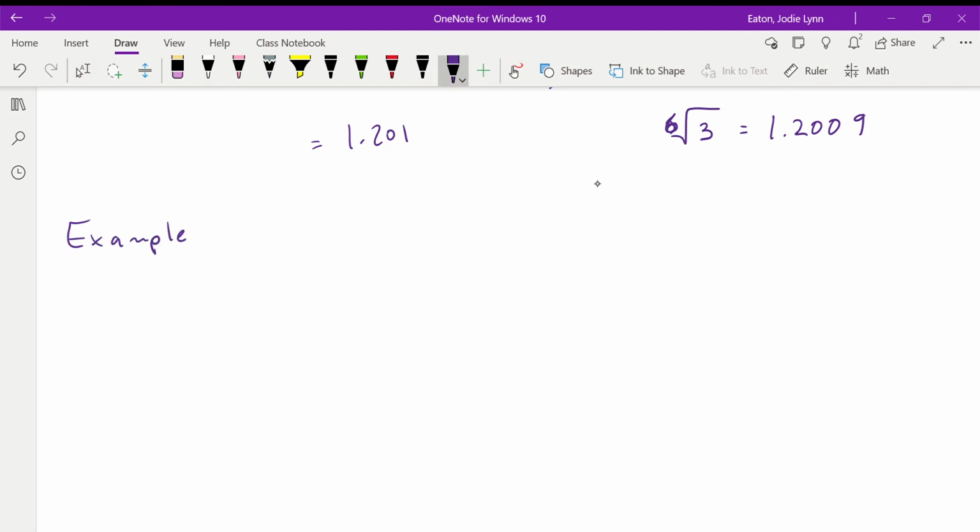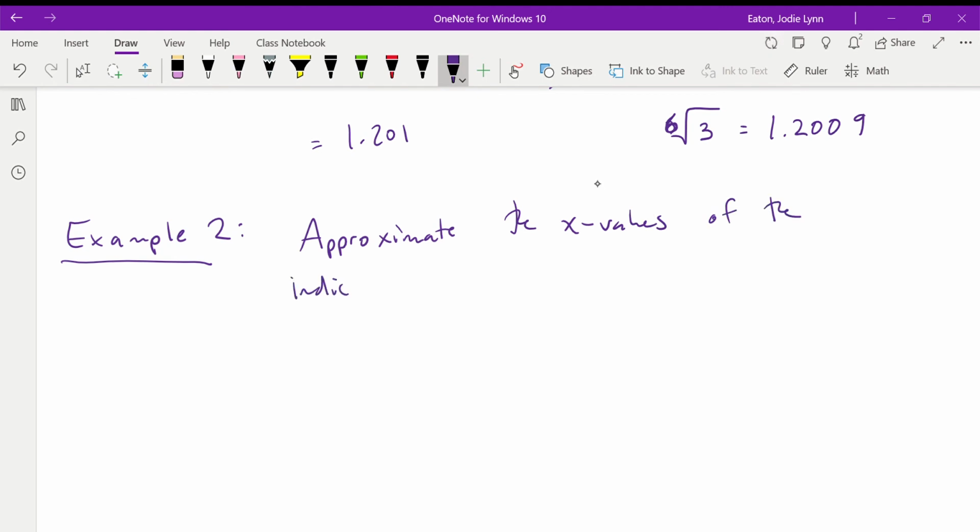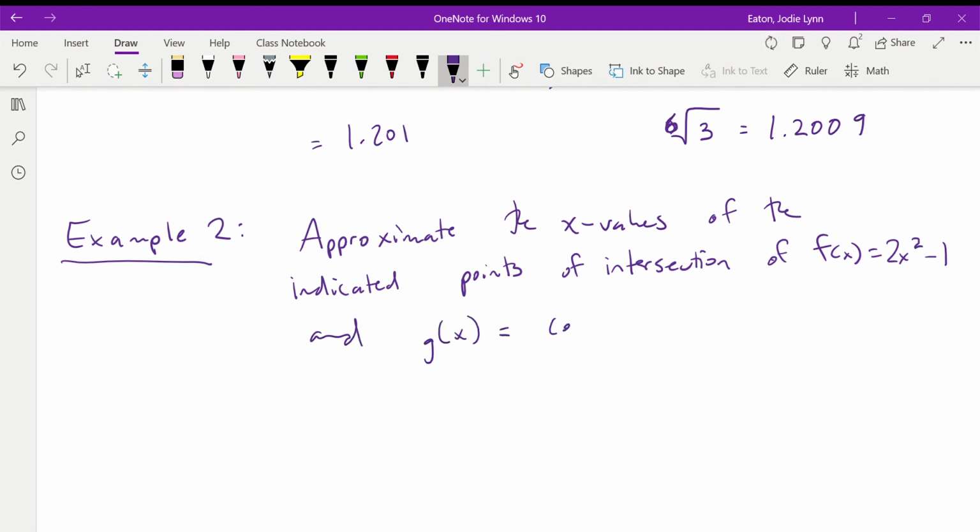Well, we can approximate intersection points of graphs. So we're going to here approximate the x values of the indicated points of intersection of f of x equals 2x squared minus 1 and g of x equals cosine x.